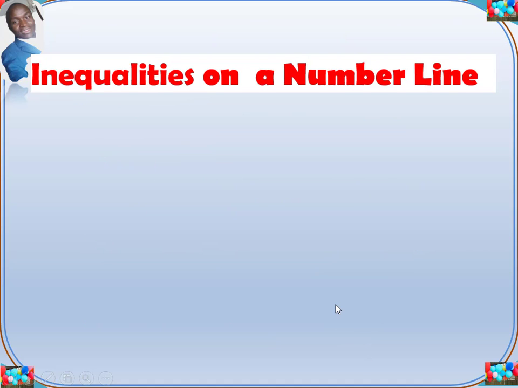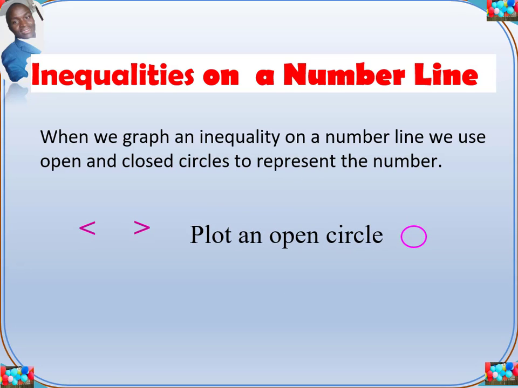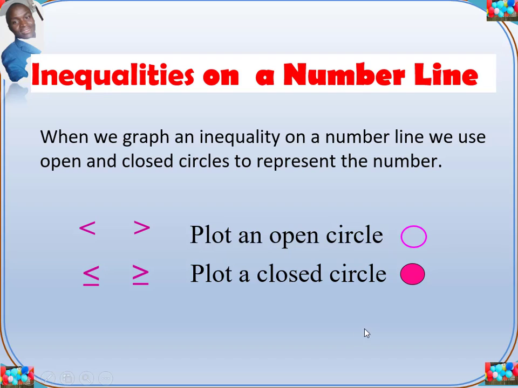Now let us see how we can represent inequalities on a number line. When we graph an inequality on a number line, we use open and closed circles to represent the number. If we have these signs, less than or greater than, we plot an open circle. Hope you're asking yourself, where do we plot? We shall see. Then when we have one of these symbols, less than or equal to or greater than or equal to, we plot a closed circle.